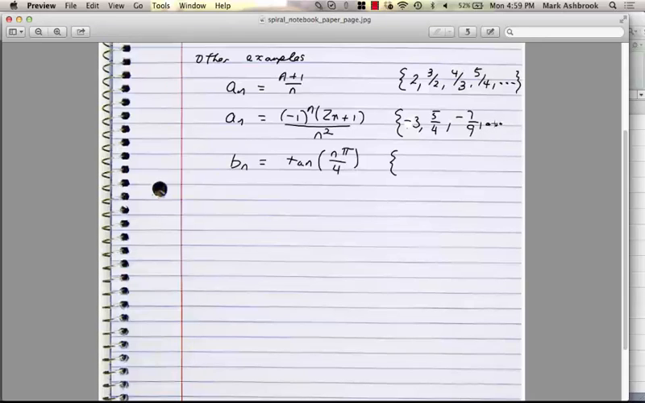So notice this one has this -1 to the n, and what is that doing to the sequence? Makes it alternate signs, right? So when n is even, you're going to get a positive value for the term in the sequence. When n is odd, you get a negative. So that's one way to get what is called an alternating sequence. Okay, anyone do the last one?